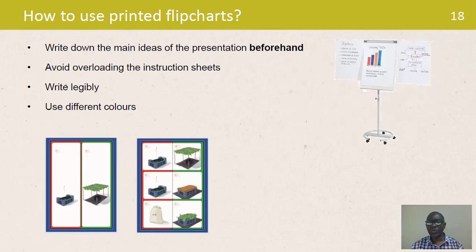How to use this tool? Write down the main ideas of the presentation, such as keywords, acronyms, symbols, before the presentation. Avoid overloading the instruction sheets. Write legibly and large enough for the entire group to see the content. Use different colors to separate information and emphasize certain elements.